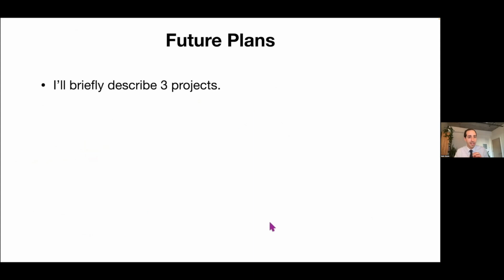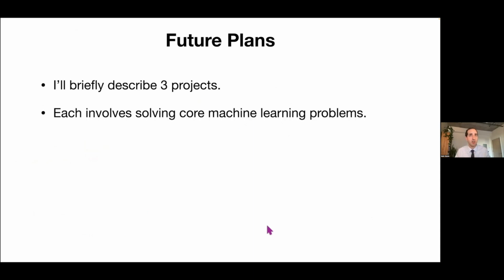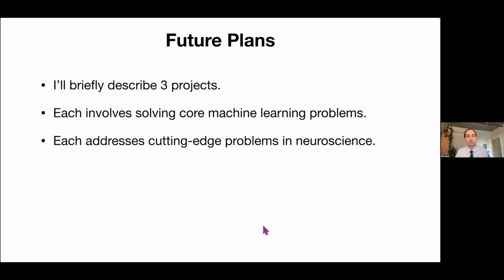And for each of these projects, they each involve solving core machine learning problems. This will be the focus of my research group, and I'd love to work with other machine learning groups at the University of Washington in these directions. These projects also address cutting-edge problems in neuroscience, and my group won't require animal facilities or wet lab space, but rather I have several ongoing collaborations with experimentalists, and I'm eager to form new collaborations as needed.